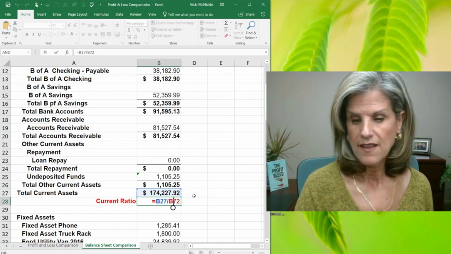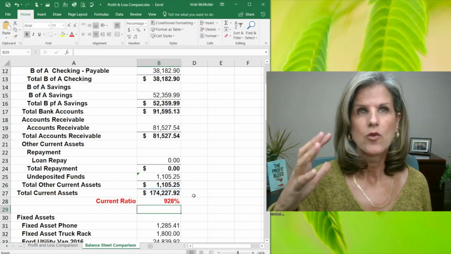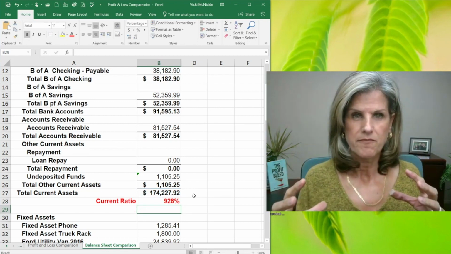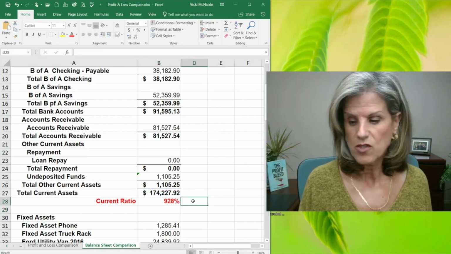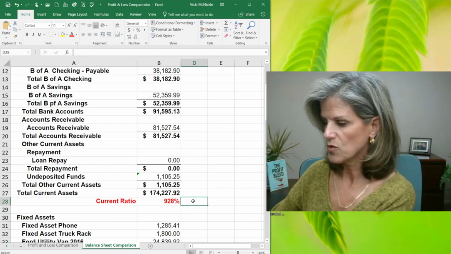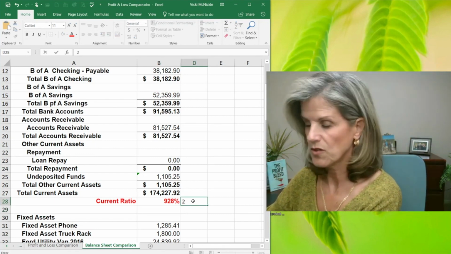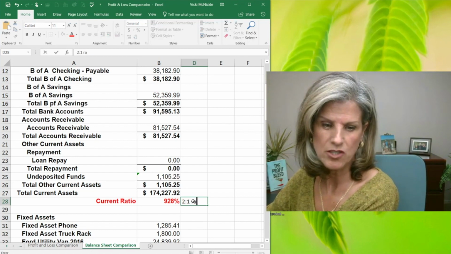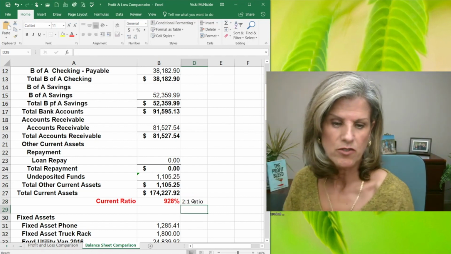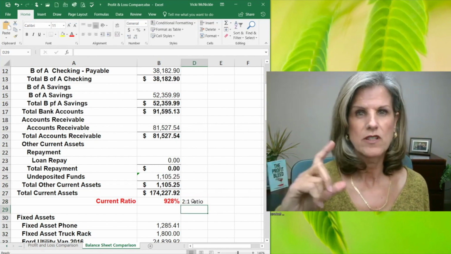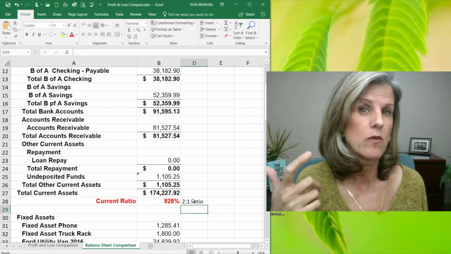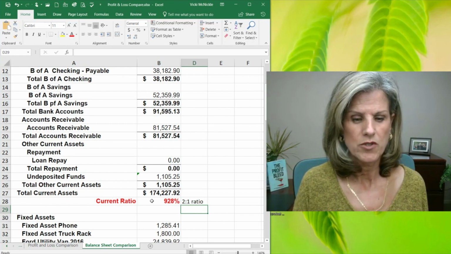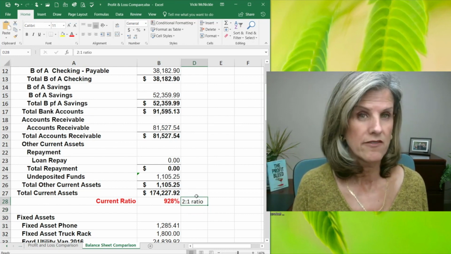So that's great. That's an indication that your business is cash healthy. And remember, the goal that you're going for is that you want this to be a 2-to-1 ratio. So a 2-to-1 ratio is what you're looking for. Twice as much current assets versus current liabilities. And I'm going to talk a little bit more in a second about why that is important, what are some other reasons that you want to have that.